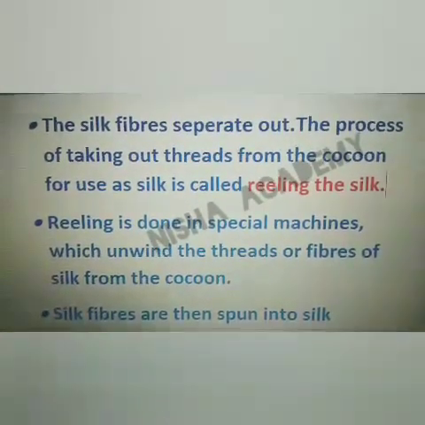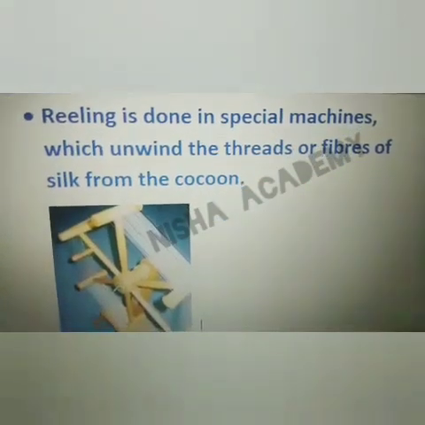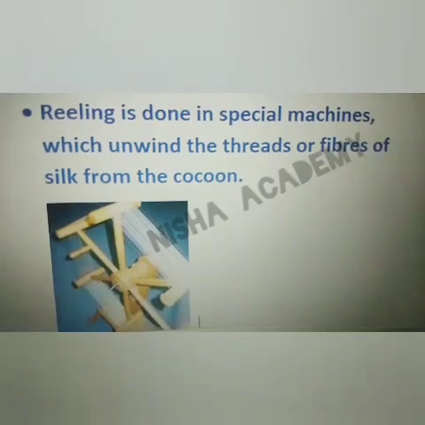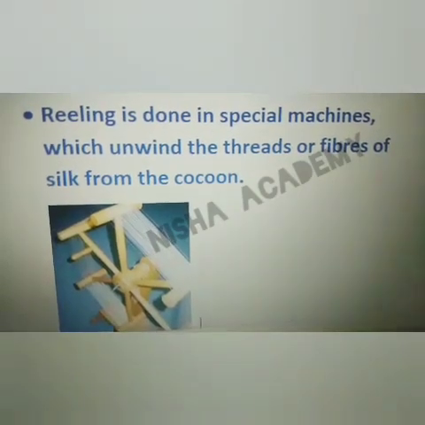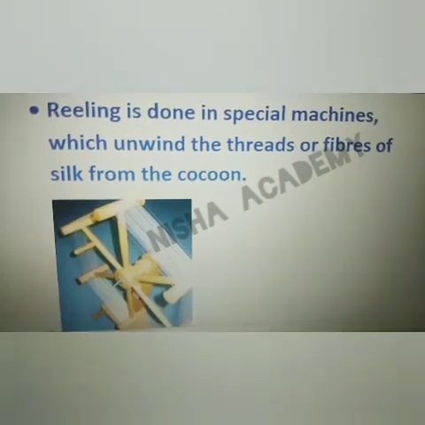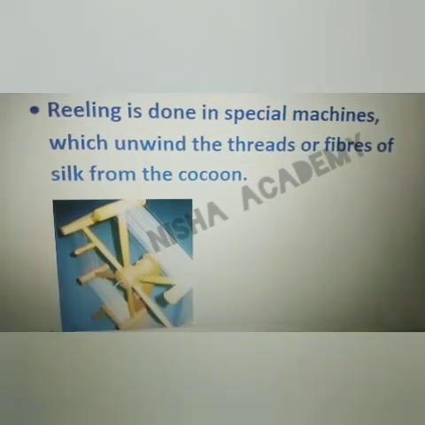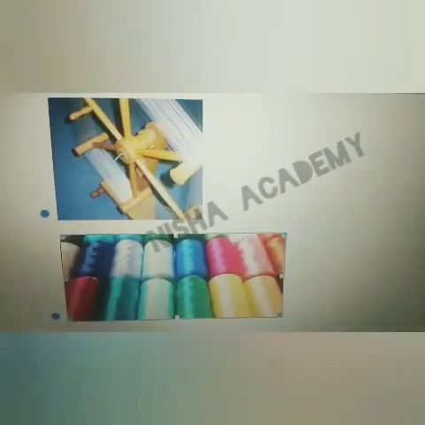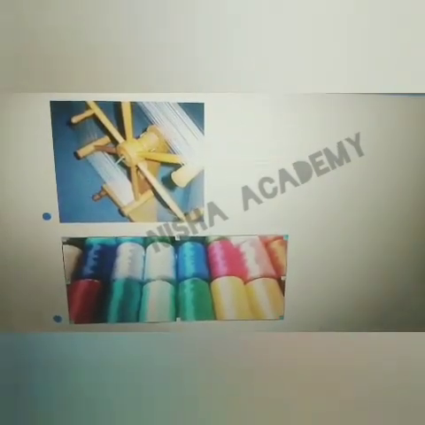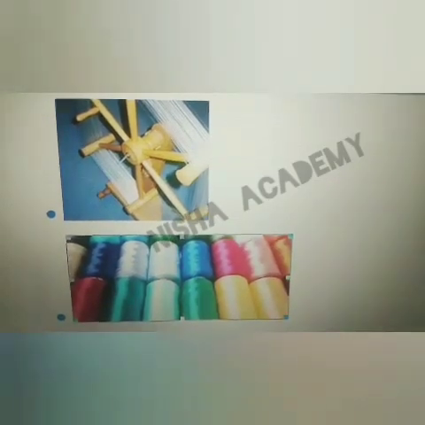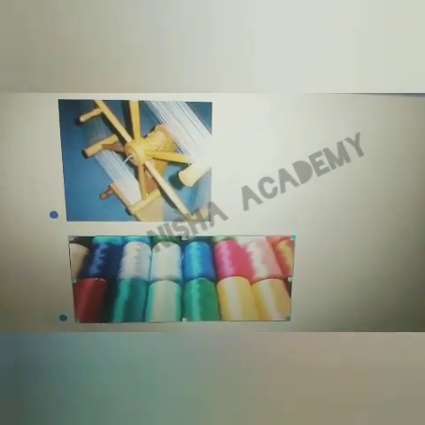Remember this? Reeling of silk is done in special machines which unwind the threads or fibers of silk from the cocoon. Below you can see the picture of the machine, showing how they unwind the threads. After reeling in the special machines as shown in the above picture, these threads are properly reeled like this picture shows.